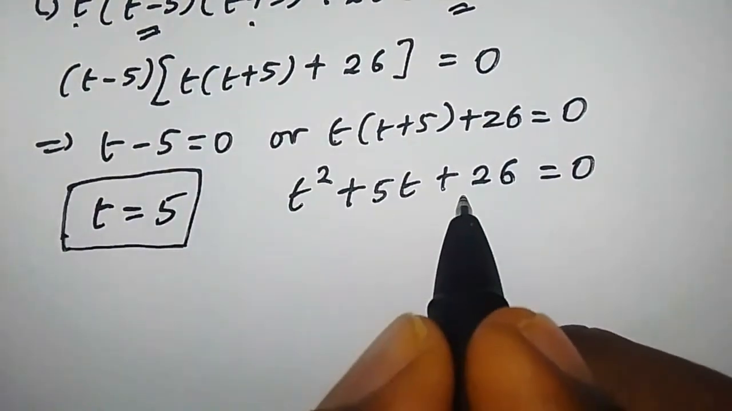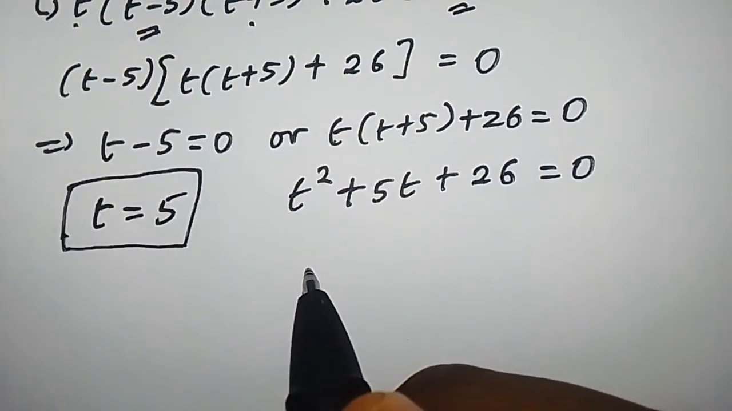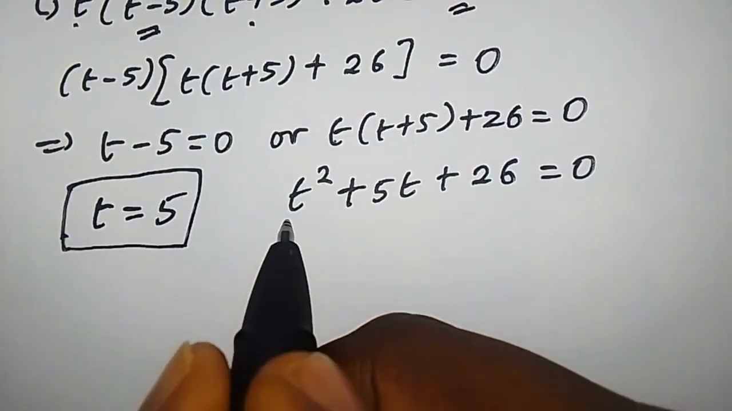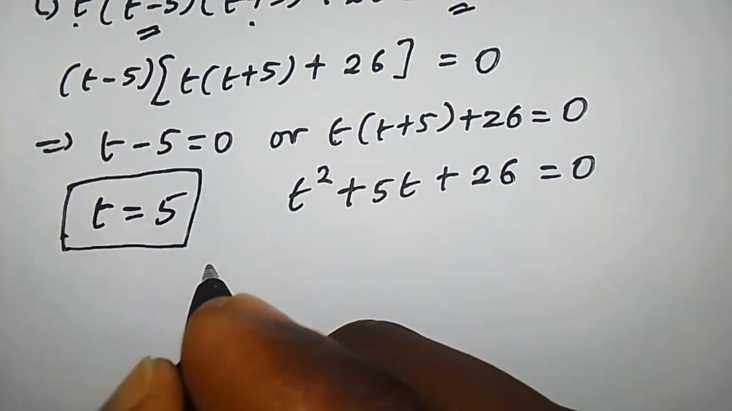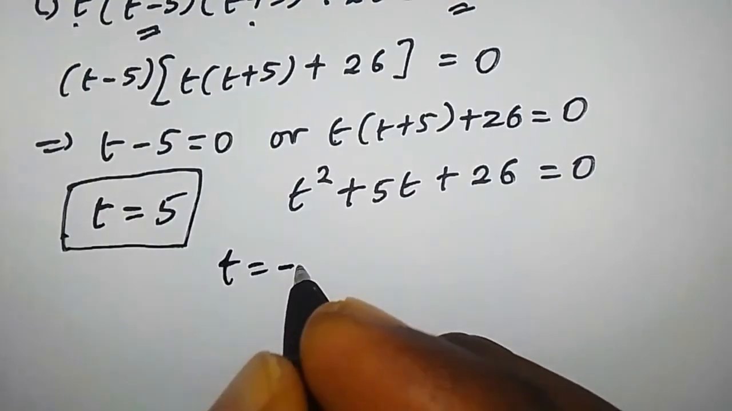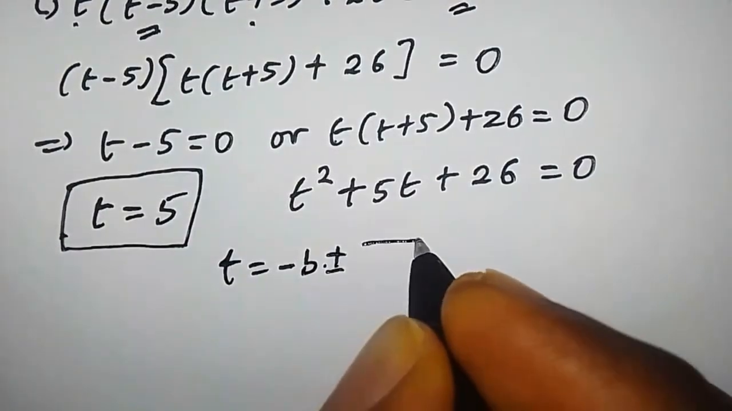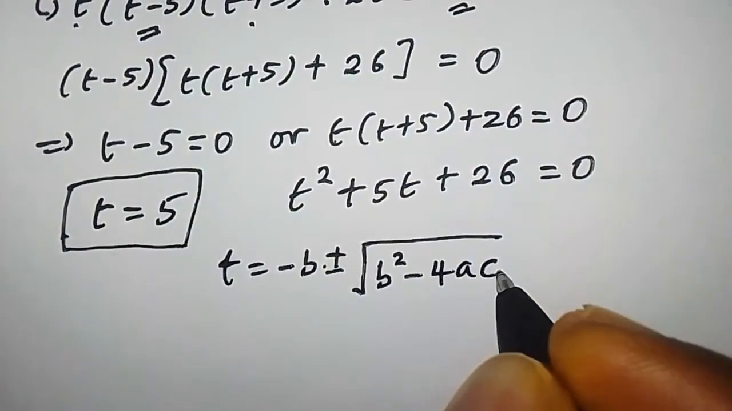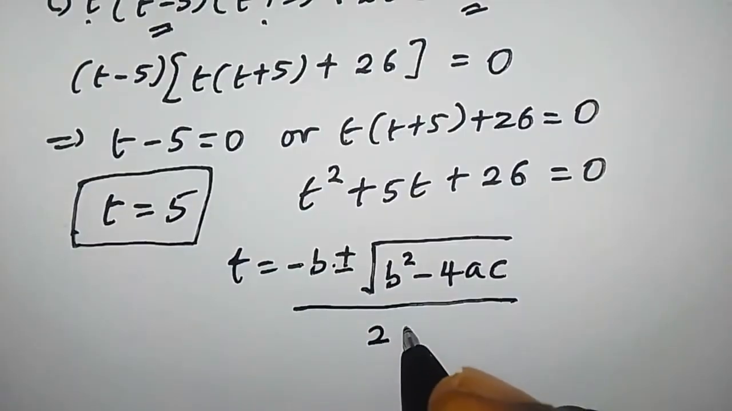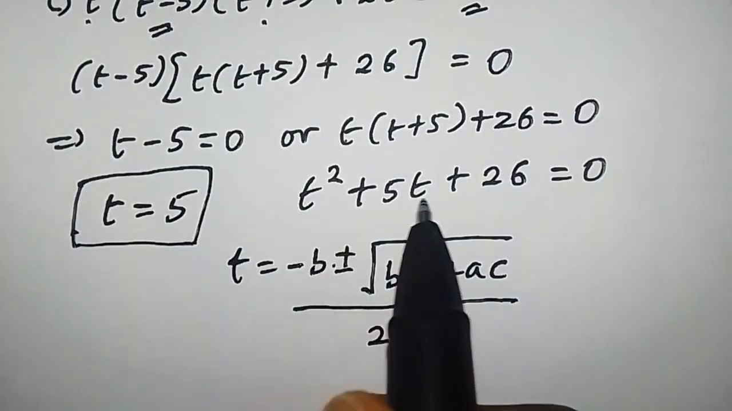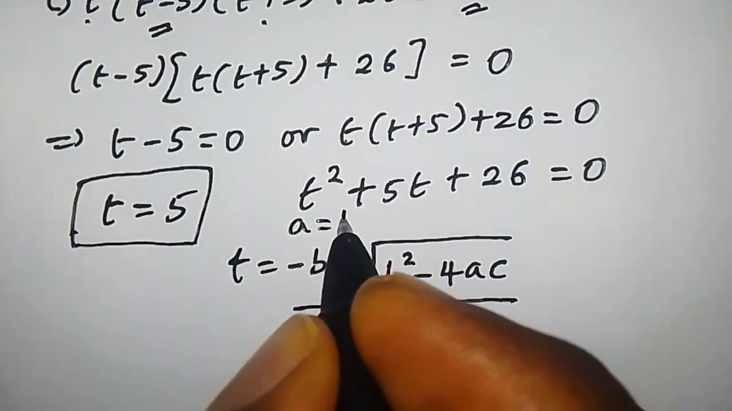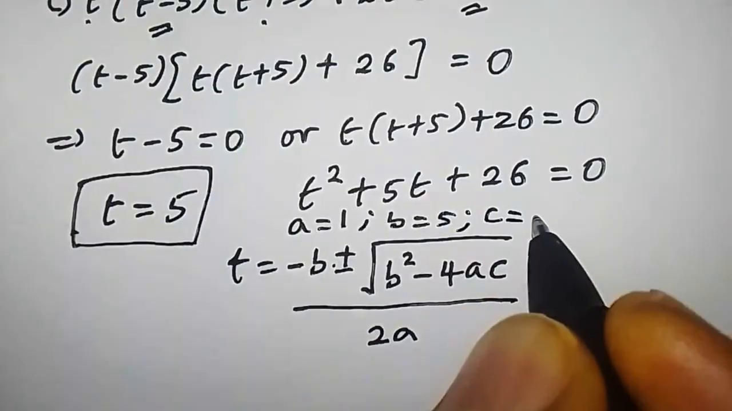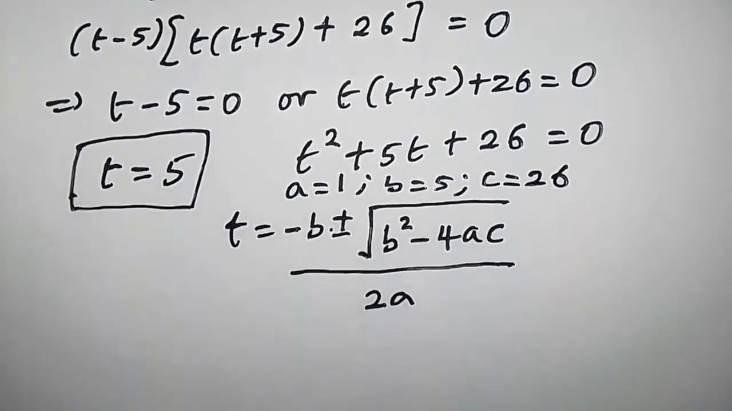You will see that this is a quadratic equation, and we can solve it using the quadratic formula or the completing the square method. But in this video, let us use the quadratic formula, which is t equal to minus b plus or minus square root of b square minus 4ac, divided by 2a. From this equation, a is equal to 1, b is equal to 5, while c equal to 26. Let's proceed further.